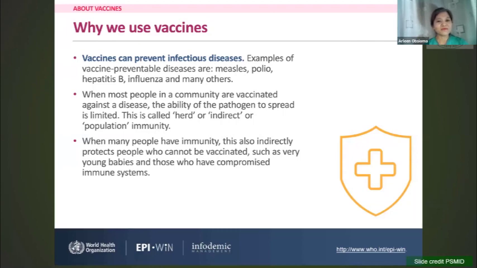And when most people in a community are vaccinated against the disease, then the ability of the pathogen to spread is limited. This was mentioned by Dr. Regina. And when many people have immunity, this also indirectly protects people who cannot be vaccinated, such as the very young babies and those who have compromised immune systems.